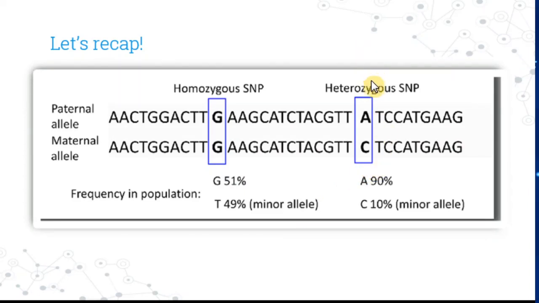Whereas in the second position, we have A on the paternal side and C from the maternal side. We have AC. So straight away, it is a heterozygous. And we know that it is a SNP because 90% of the population has A in this position, while 10% has C. So C here is the minor allele and A here is the wild type allele.